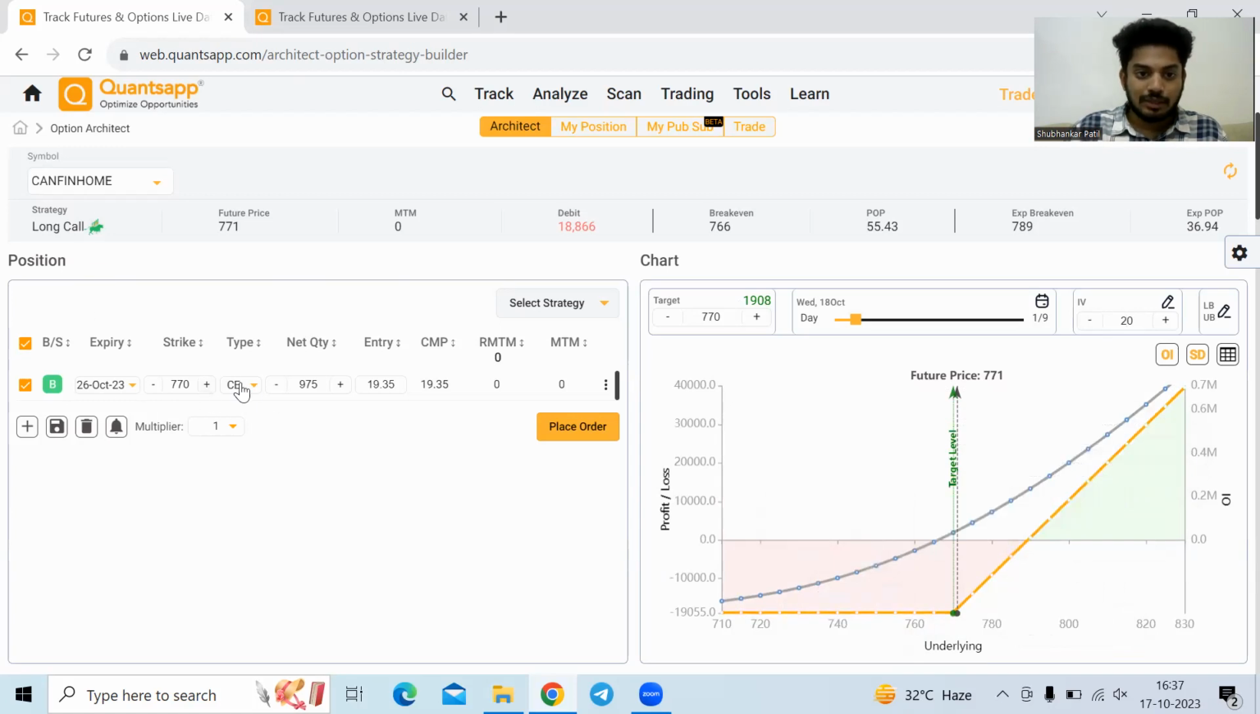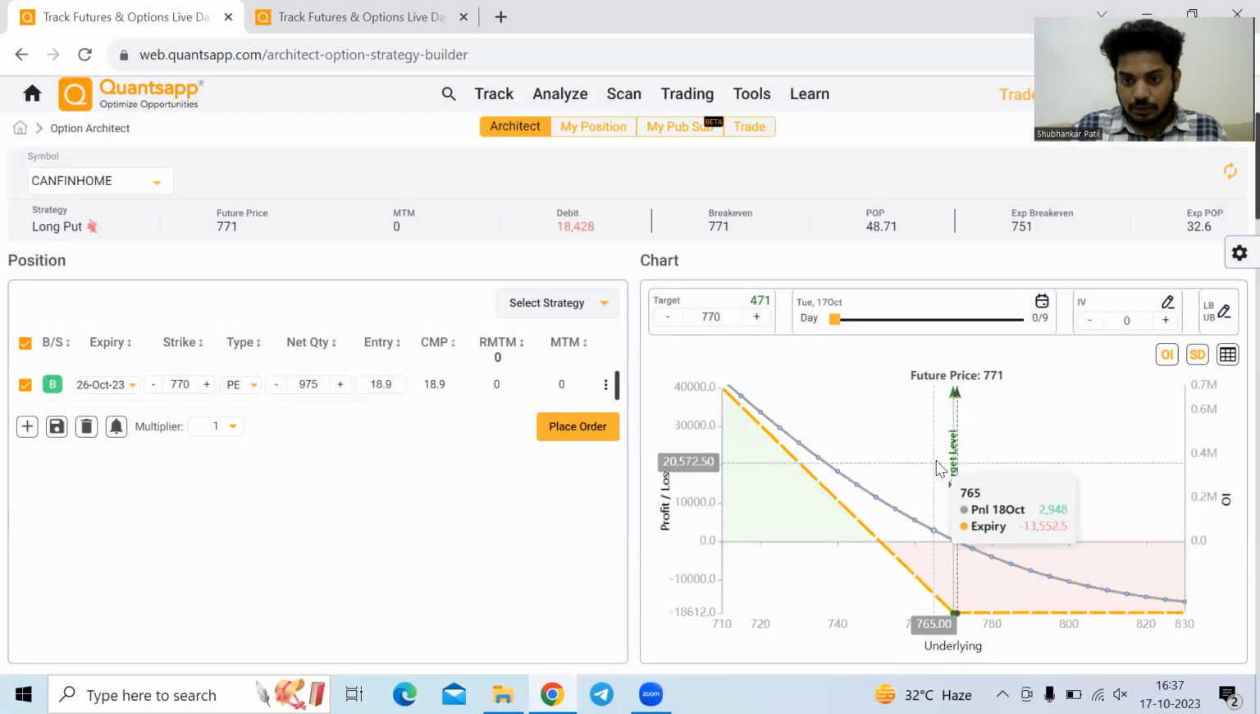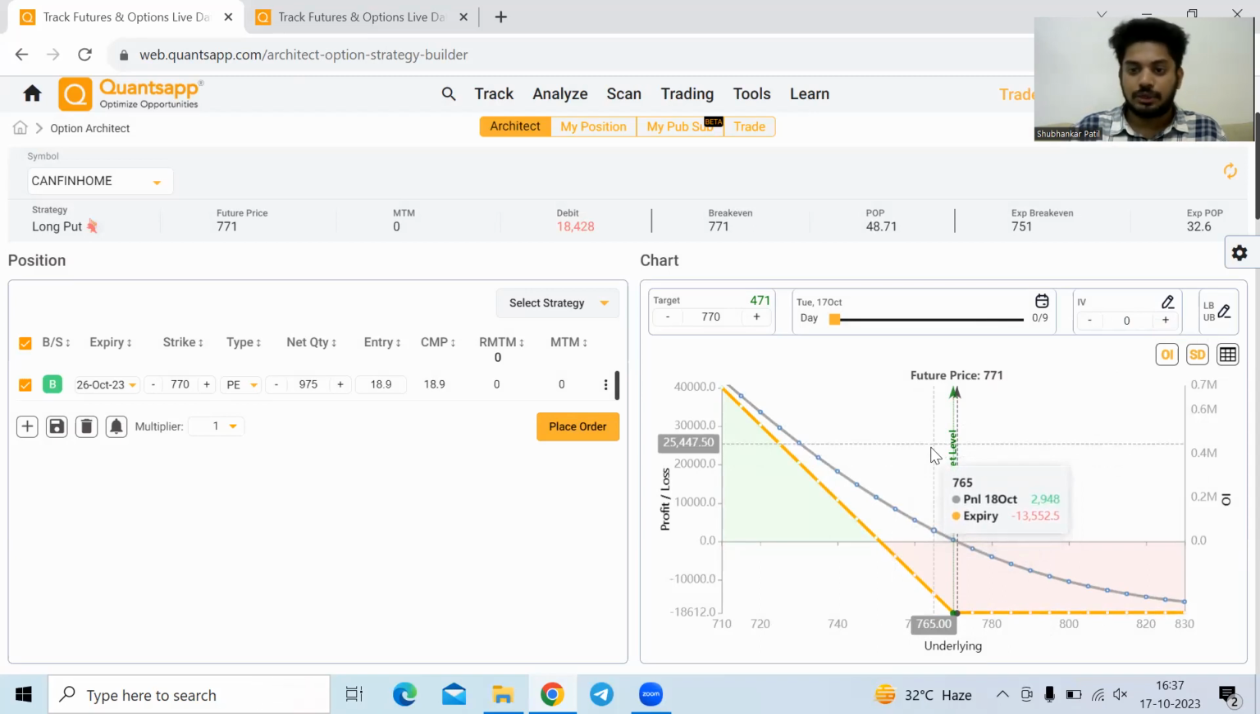So let's do the same thing with a put option as well. All right. Now just focus on 765. If the implied volatility is 0, that means if I'm expecting no movement to happen in implied volatility, at 765 I might end up making roughly 3000 rupees, 2948 to be precise.